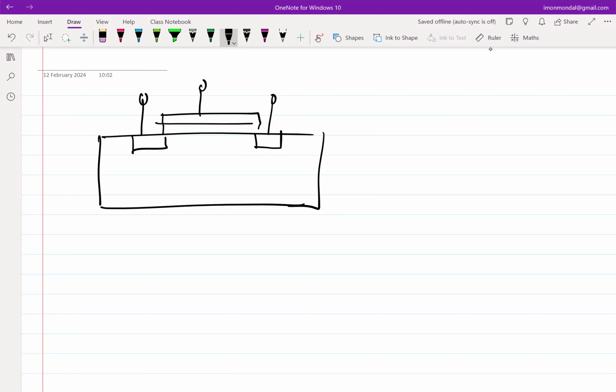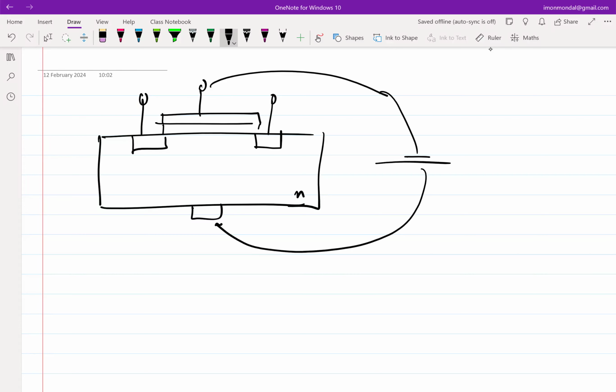So the question that was raised was, if we bias this, if we apply voltages at the corresponding terminals, for example, let's say this is a body, this is N type, and let's say the batteries are connected in this fashion. Okay, and let's for the moment assume that these two are shorted and maybe connected to some other voltage.